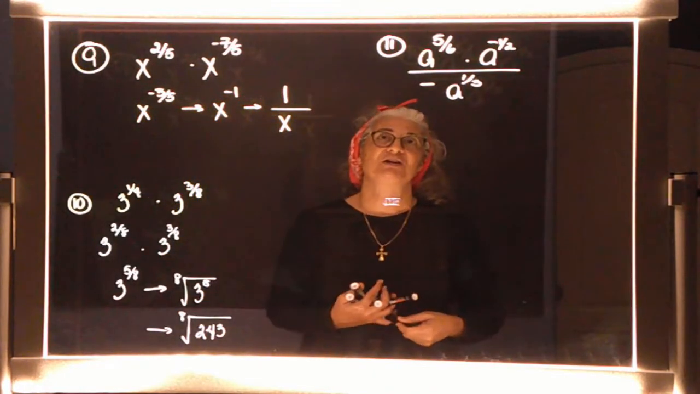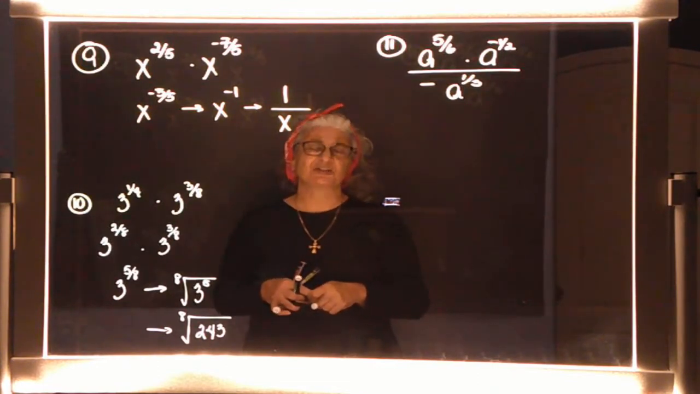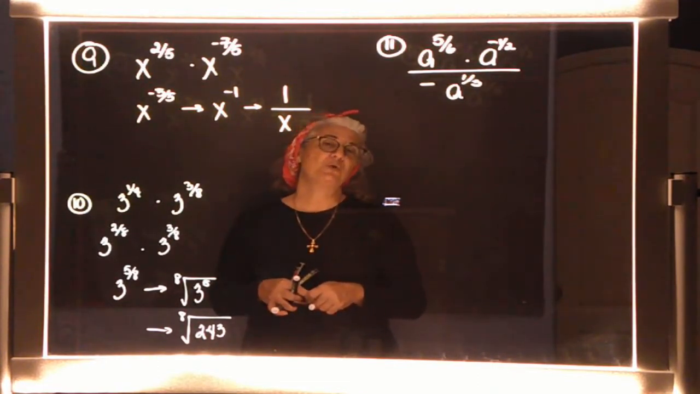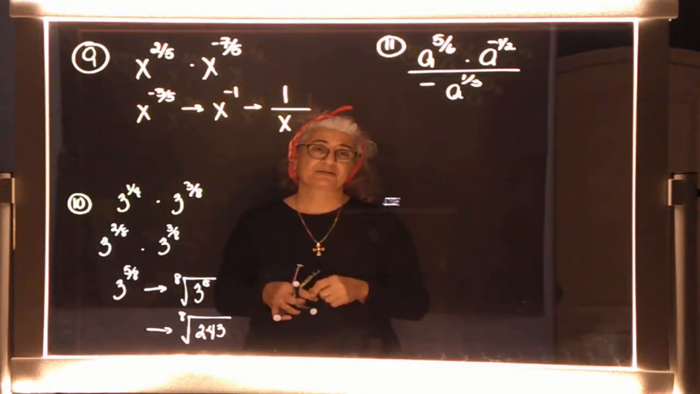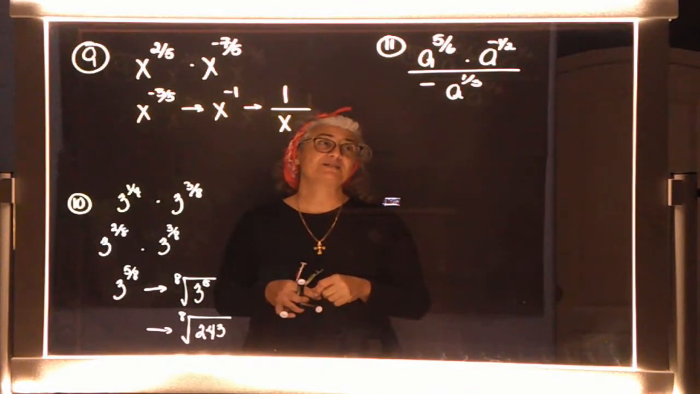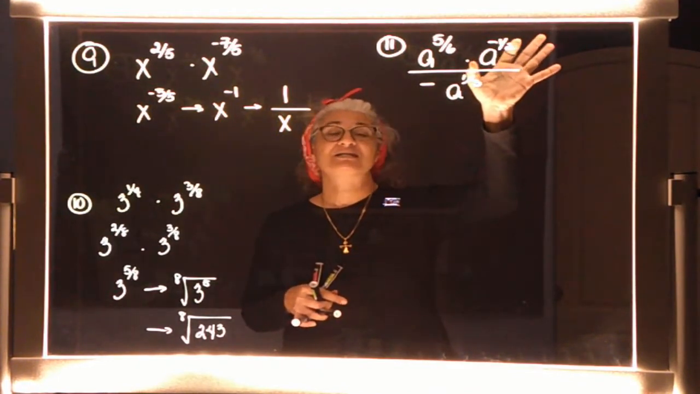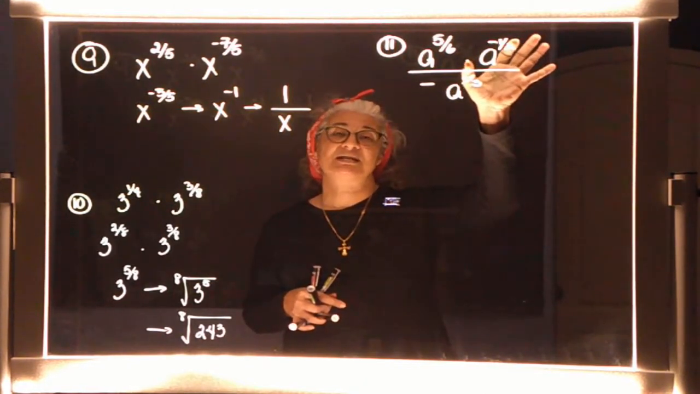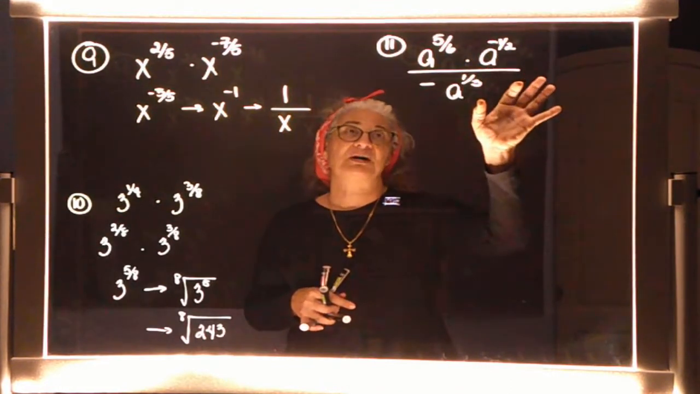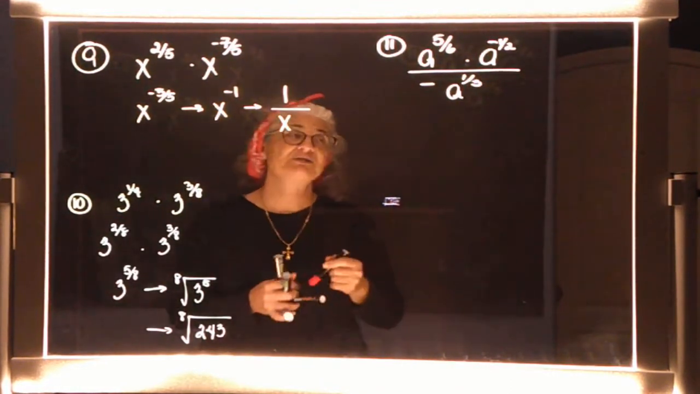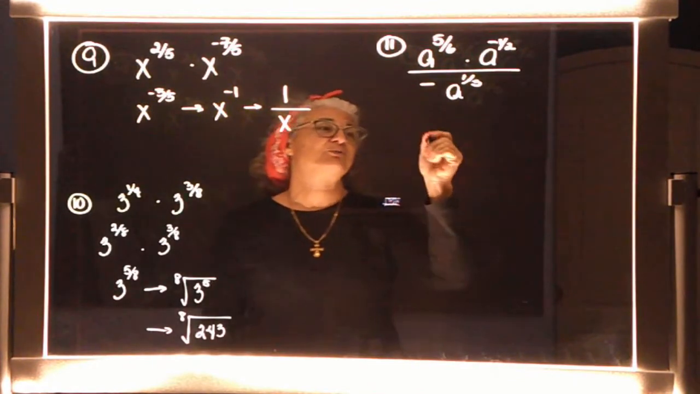Good? Okay, number 11. Wow, lots of stuff going on here, right? So you know one of the things that I see that's kind of bugging me is that negative exponent. That negative exponent has this a sitting on the top. But does this a belong on the top since it has a negative exponent? Nope. Where does it belong? On the bottom. So, first thing I'm going to do is I'm going to rewrite this problem. Before I do any work, I'm going to rewrite it.